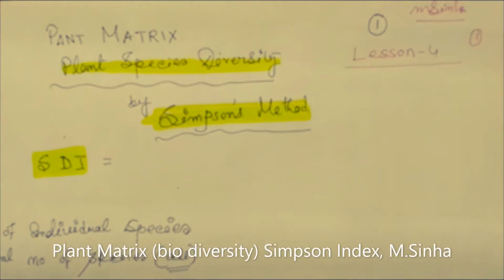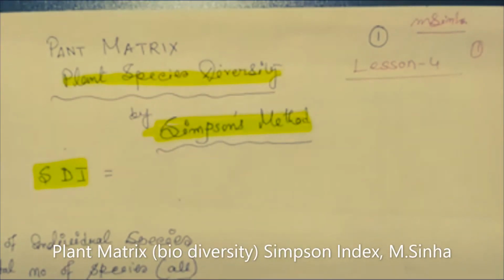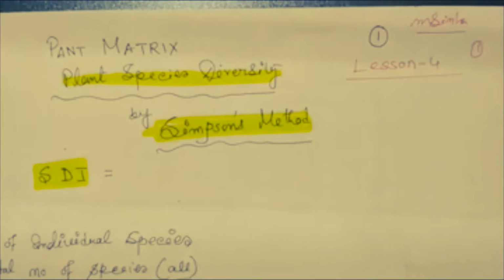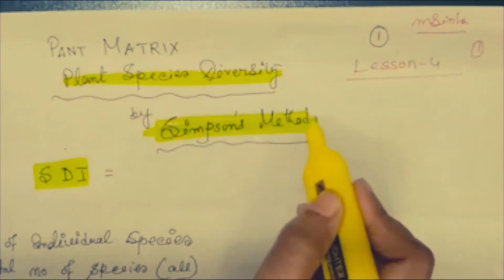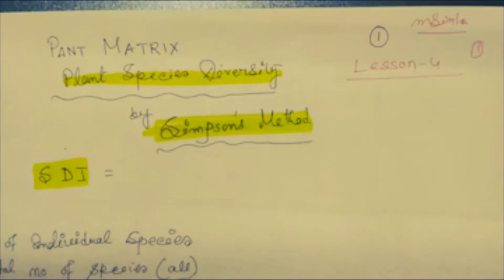Now our topic is plant matrix. With the help of plant matrix, we can identify the plant species diversity with the help of the Simpson method, and we will calculate the species diversity index. It is equally applicable for the plant species as well as the animal species.